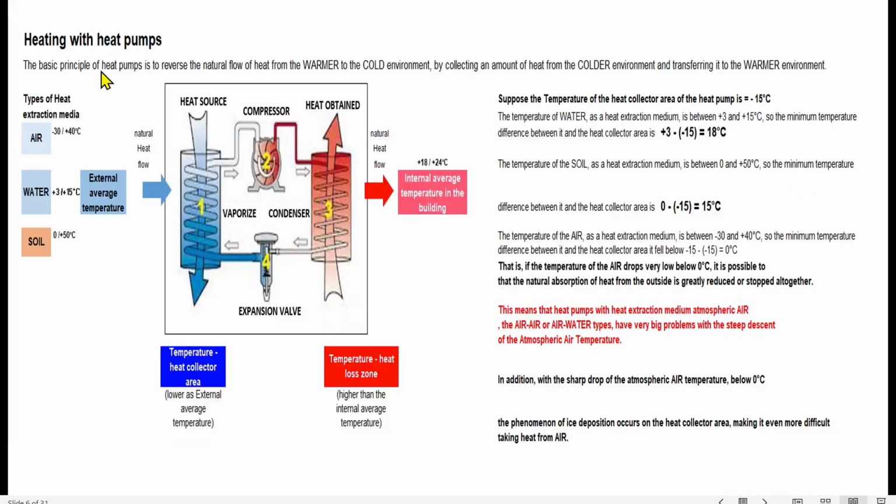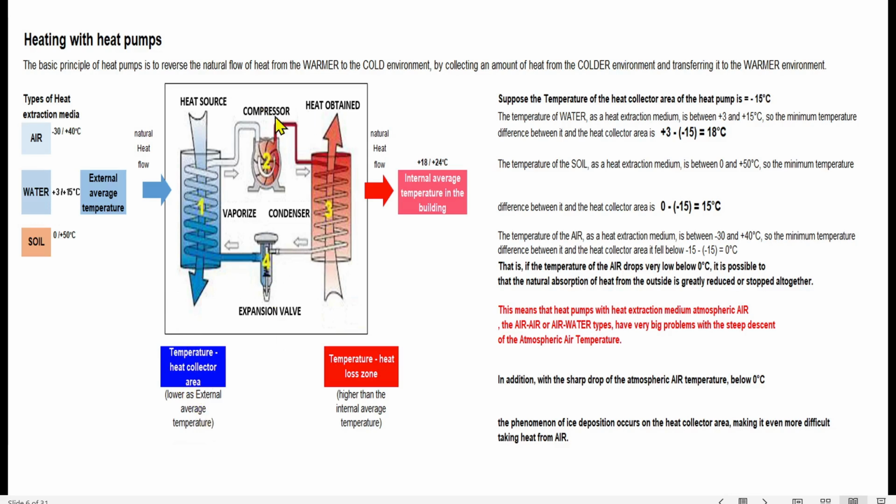The basic principle of heat pumps is to reverse the natural flow of heat from warmer to colder environment, by collecting an amount of heat from the colder environment and transferring it to the warmer environment. Here is the internal of a heat pump, and let's see how this natural heat flow from the external average temperature goes to the collector. The temperature of the heat collector is lower than the external average temperature.